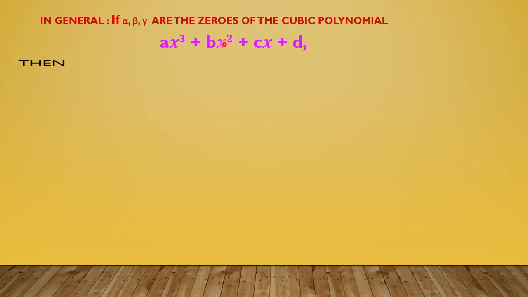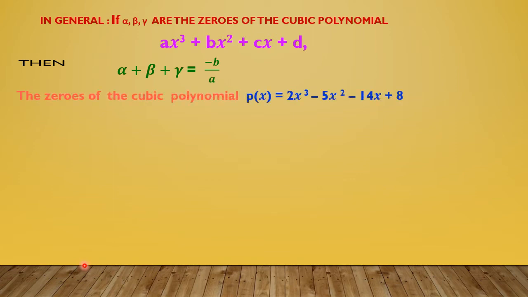Now, what is this b? b is the coefficient of x squared and a is the coefficient of x cubed. We have to take minus b upon a. Here is the relationship. Now, let us consider the same with our example of the cubic polynomial. Here is our cubic polynomial, and just recall what are the zeros of this polynomial. They are 4, minus 2 and half.